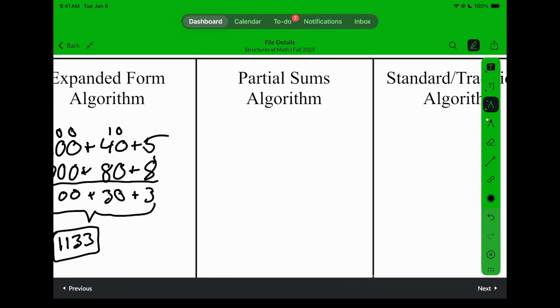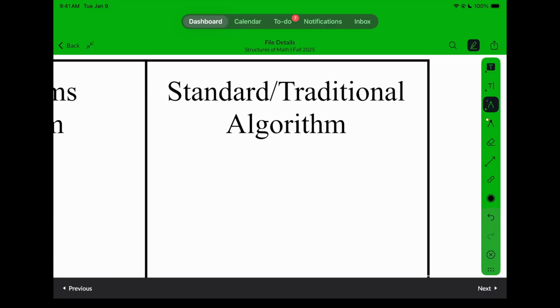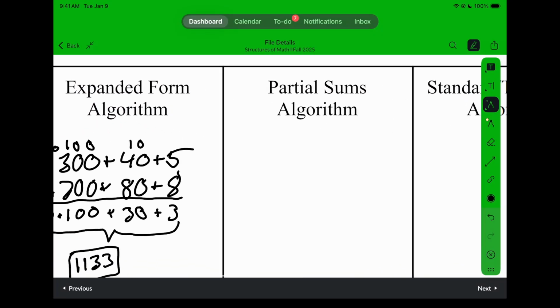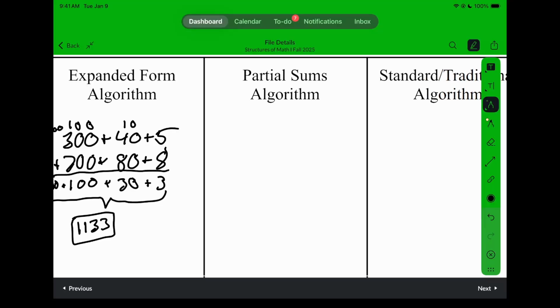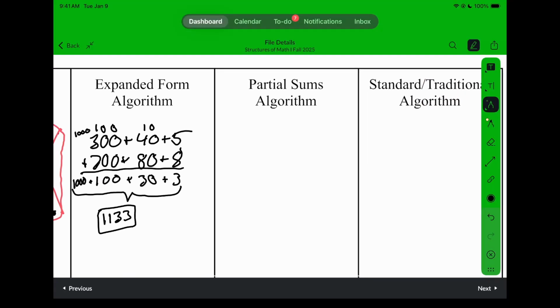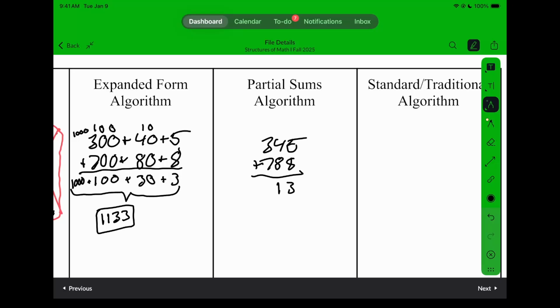Next, we have partial sums, which is going to essentially be a mix of the standard algorithm and this expanded form. In a way, that's how I like to think about it. Because check this out. 345 plus 788. You write it like this. You write it like expanded form. But instead of doing 8 plus 5 is 13, carry the 1, you're going to do 8 plus 5 is 13. You're going to write 13.